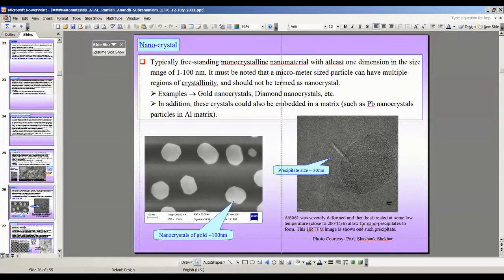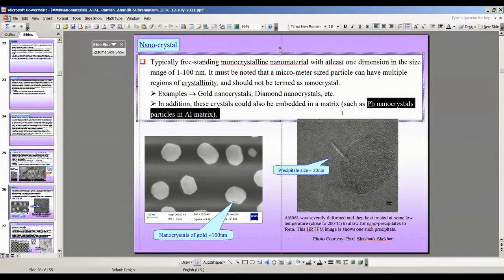A nanocrystal is again easy to understand. I have shown you gold nanocrystals. On the right hand side is an HRTEM picture where there is a nano precipitate. That means these are not freestanding nanocrystals, but nanocrystals in a matrix. One such combination is lead particles in aluminum matrix, which have been well studied in literature.